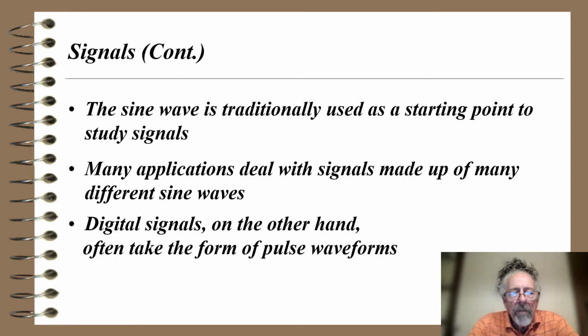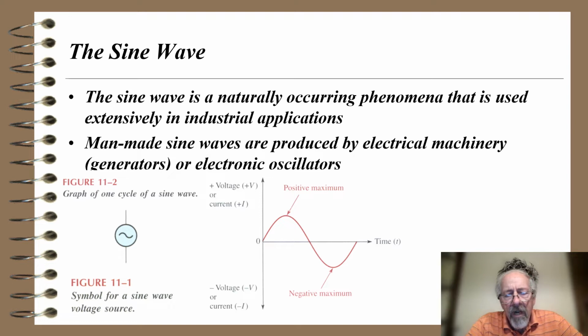So we typically use a sine wave as a starting point to study signals. Many applications deal with signals made up of many different types of sine waves. Digital signals, on the other hand, often take the form of pulse waveforms. So we start with a sine wave, and we have some graphical depictions of it. The sine wave is a naturally occurring phenomenon that is used extensively in industrial applications. Man-made sine waves are produced by either electrical machinery, we call those generators, or electronic oscillators.